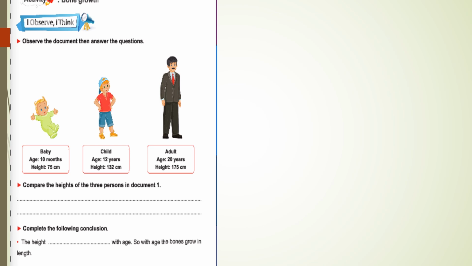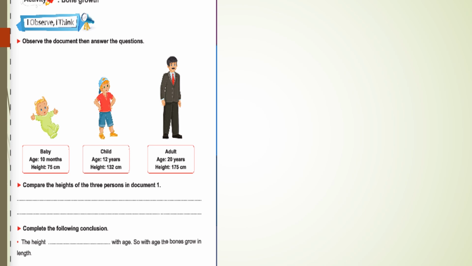Let's solve the questions here. Compare the heights of the three persons in document 1. So the baby has the smallest height, which is 75 centimeters. This height is smaller than the height of the child, which is 132 centimeters. And the height of the child is even smaller than the height of the adult, which is 175 centimeters.